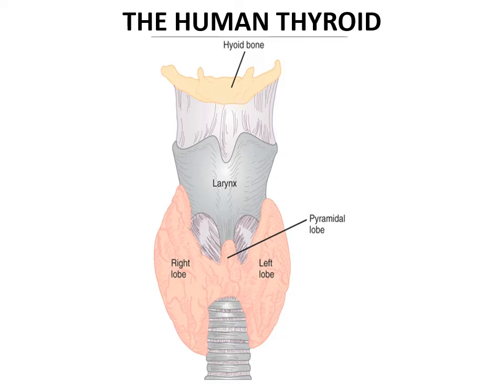Thyroid gland consists of two lateral lobes with an isthmus that connects the lateral lobes, and this isthmus crosses the anterior surface of the second and third tracheal cartilage. Sometimes there is a pyramidal lobe arising from isthmus in front of the larynx.